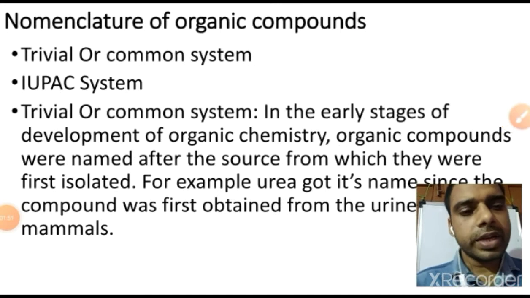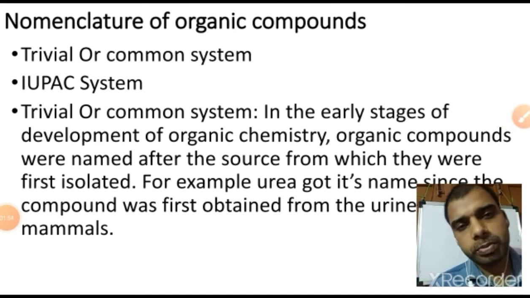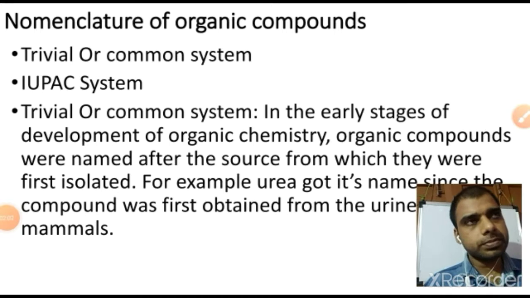Then after, you can see the nomenclature of organic compounds. There are two methods by which we can write the nomenclature of organic compounds. First one, common system. Common system means from where the compound has been obtained, the source. Okay, urea, suppose it has been given by the F. Pollard, and that has got the name from the urine of mammals. Lots of organic compounds are there, they actually have kept their name on the basis of the source from which it has been obtained. Some of the organic compounds actually take the name of the scientist, the name of the discoverer.